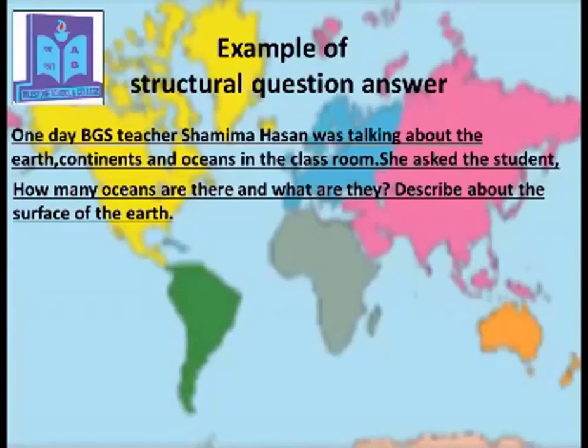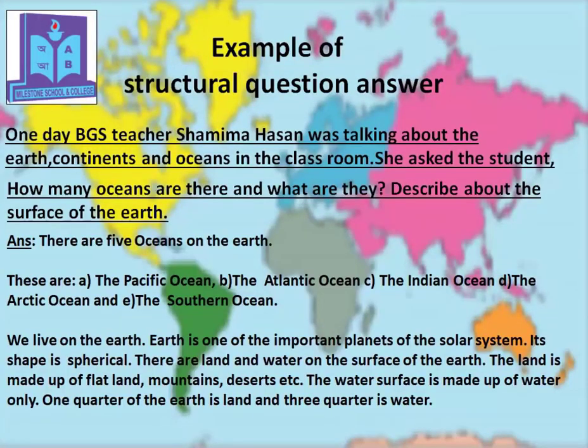The surface of the earth, in BQ number 1, we have discussed and learned. So from here you just write according to the question. So let's see the answer. There are 5 oceans, and the names of the oceans are: the Pacific Ocean, the Atlantic Ocean, the Indian Ocean, the Arctic Ocean, and the Southern Ocean. And lastly, about the surface of the earth.